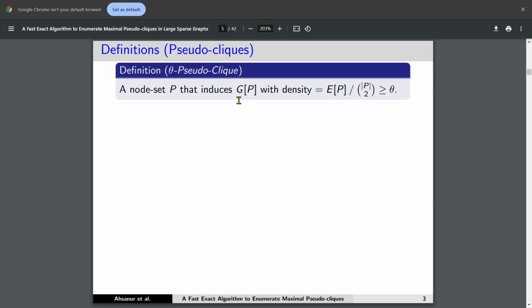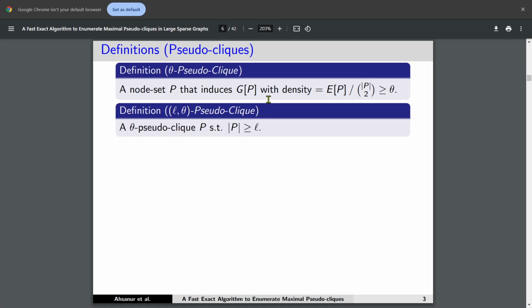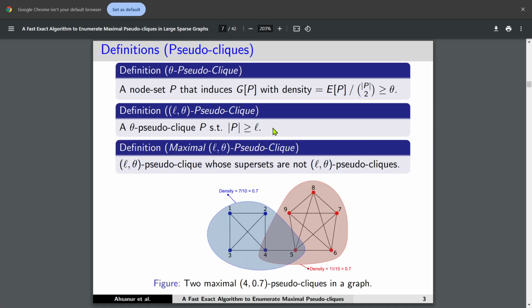Formally, a theta pseudo-clique is a node set that induces a subgraph with density at least theta, where density is the ratio of the number of edges in that subgraph and the number of possible edges. An L theta pseudo-clique is a theta pseudo-clique with at least L nodes. A maximal L theta pseudo-clique is an L theta pseudo-clique, none of whose supersets is an L theta pseudo-clique.